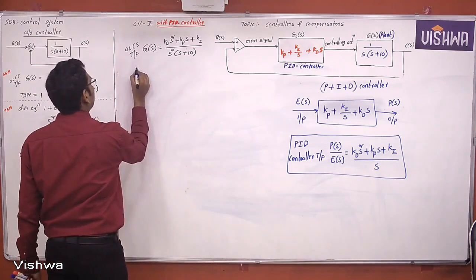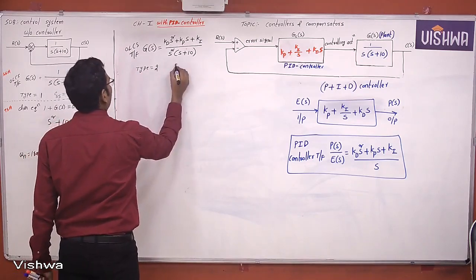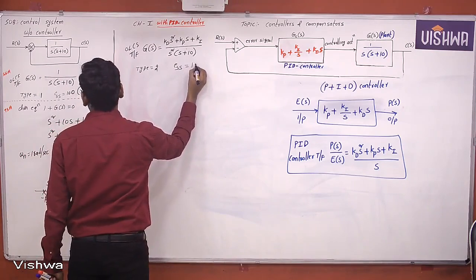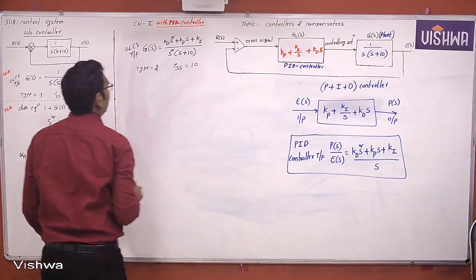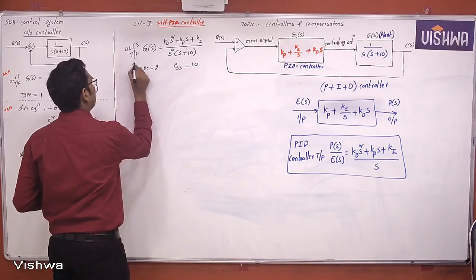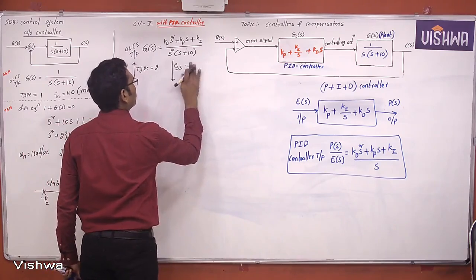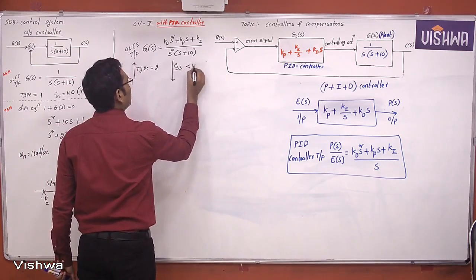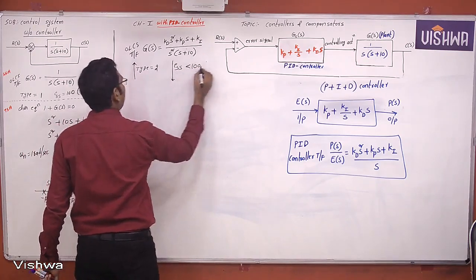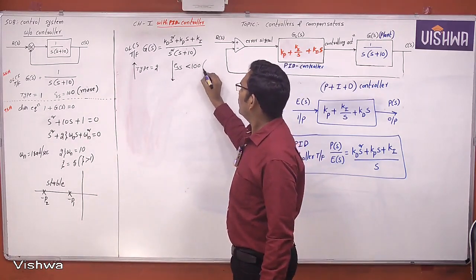Now the type is equal to 2. Now what is the type here? Previously it was 1, now the type is increased, so the steady state error is decreased, because earlier the type was 1 and now the type is 2, so the error decreases.